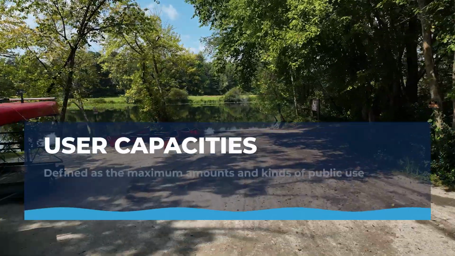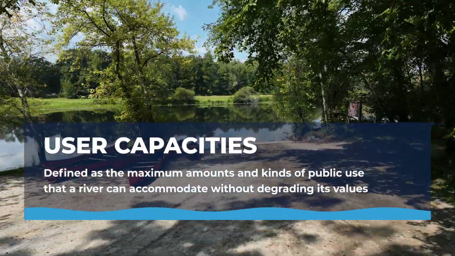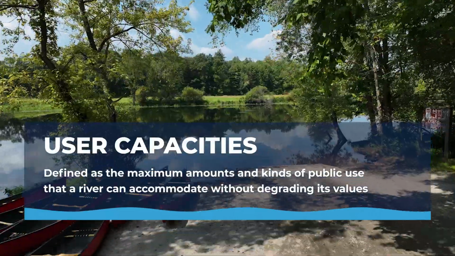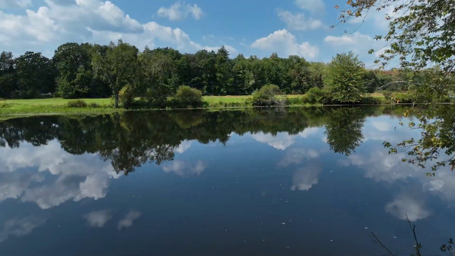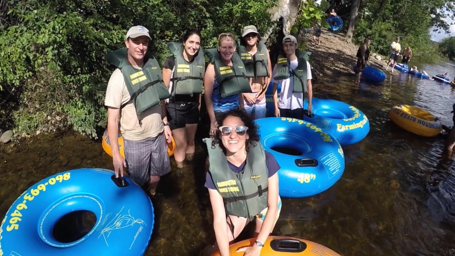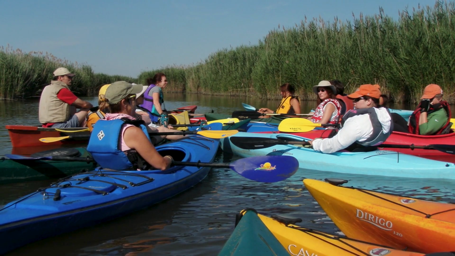The Wild and Scenic Rivers Act requires a comprehensive river management plan to address user capacities. User capacities are defined as the maximum amounts and kinds of public use that a river can accommodate without degrading its values. This video introduces some best practices for analyzing and identifying user capacities in your CRMP.